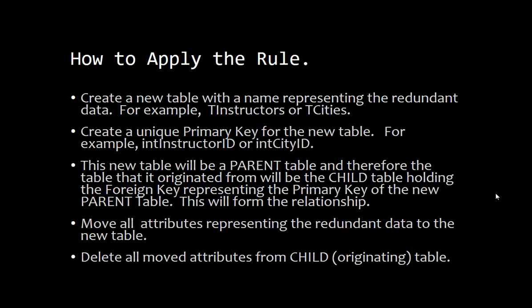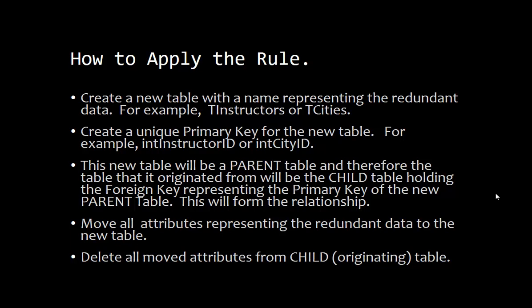How do we apply this rule? Well, we're going to create a new table with a name representing the redundant data. In this case, T instructors, T cities. We're going to create a unique primary key for the new table. We're going to be very consistent there: instructor ID, city ID. This new table now will become the parent, okay? Because we're basically saying, in this case, say for state, for instance, that we're going to have Ohio represented one time, but for every state, there could be many students. Does that make sense? So for every state, there could be many students.